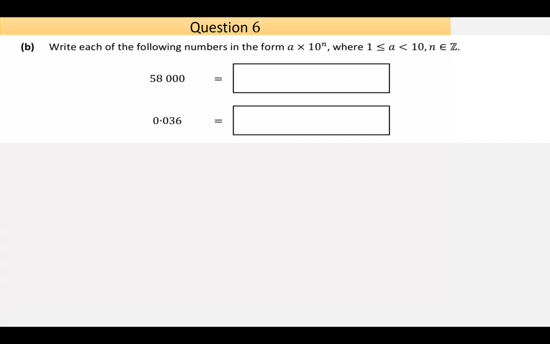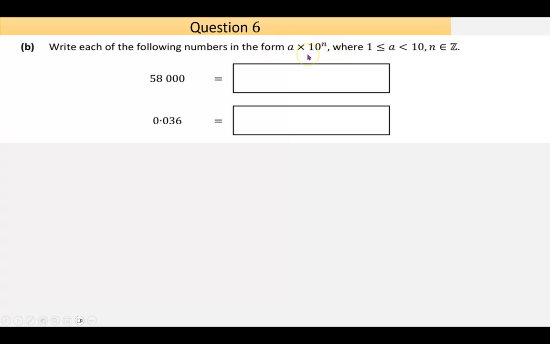Now, part B, we're moving into scientific notation, which can often give people trouble. So we'll read through it again. Pause the video, have a go, see if you can interpret this terminology, but I'll run us through it now in a second. The question says, write each of the following numbers in the form a times 10 to the power of n, where 1 is less than or equal to a is less than 10, and n is an element of Z. Lots of terminology here.